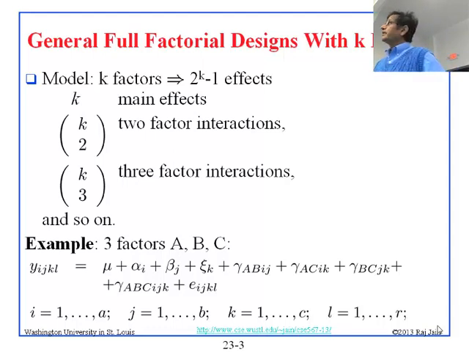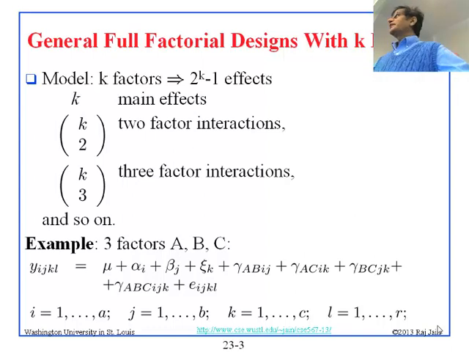So here's the example. Suppose you have 3 factors, A, B, C. Then you have alpha, beta, and gamma. And then you have the interaction between A and B, the interaction between A and C, and the interaction between B and C. That is the second order interaction, k choose 2. So 3 choose 2 is the 3 second order interactions, plus k choose 3. 3 choose 3 is 1 third order interaction.